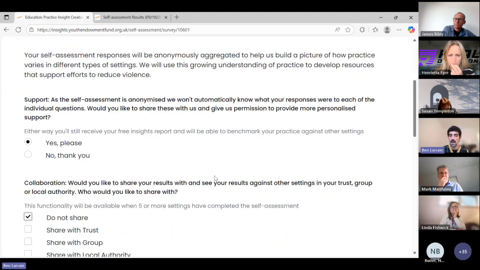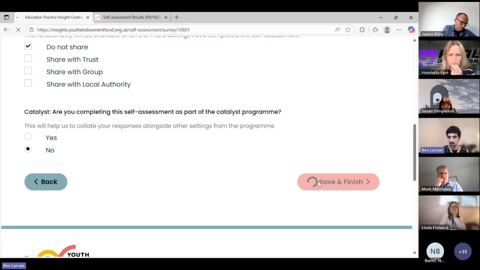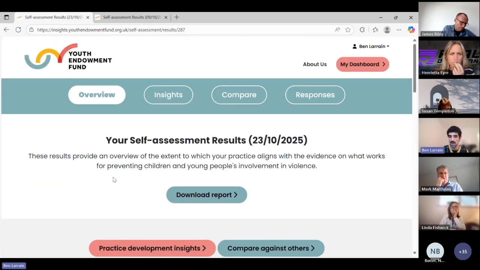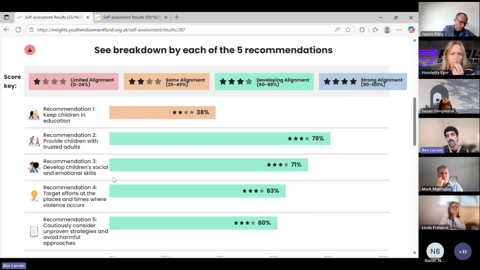But if you did complete the 37 questions and the 2 questions around anonymity, you'll be presented with a summary dashboard that scores your alignment to the evidence that we have put out in our reports. So in this example, in the school that I run, we've scored really well from recommendations 1 to 4, but perhaps recommendation 1, keeping children in education, is a specific area of development for us.